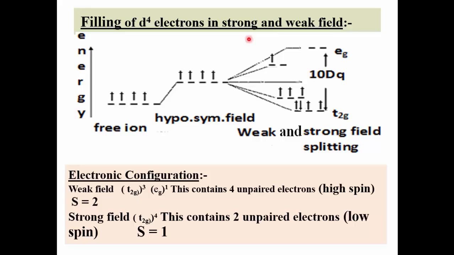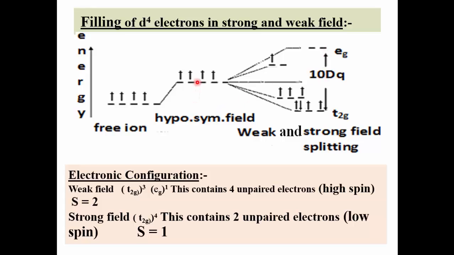Here there is a difference in the filling of electrons in the two fields. Let us see. The free metal ion now consists of 4 electrons. The same 4 electrons remain in the hypothetical symmetrical field. The d orbital consists of 4 electrons. Now there is splitting. This is weak field splitting, eg and t2g. In weak field splitting, the 10 dq value is low. And this is strong field splitting, where the 10 dq value is high.